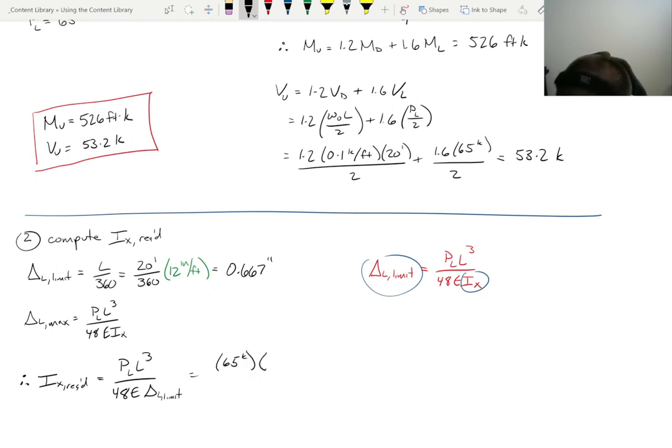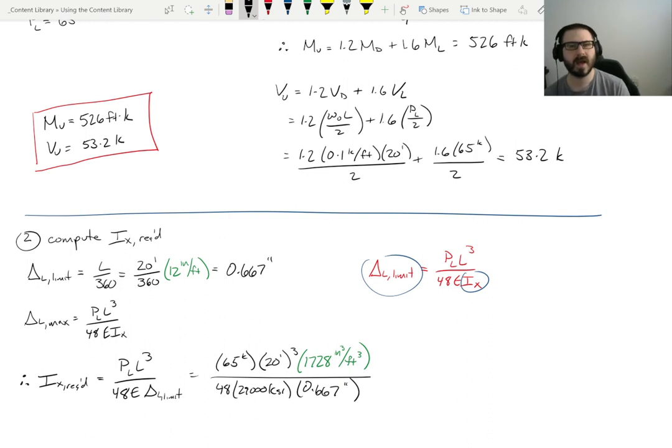And so the only thing you got to make sure that you do is we have 65 kips. We have 20 feet to the third. Don't forget your conversion factor. Don't forget that. And then we have 48. And then this is 0.667 inches. Okay. And so you can chug that out on your own. What you should get is IX required is 968.3 inches to the fourth.